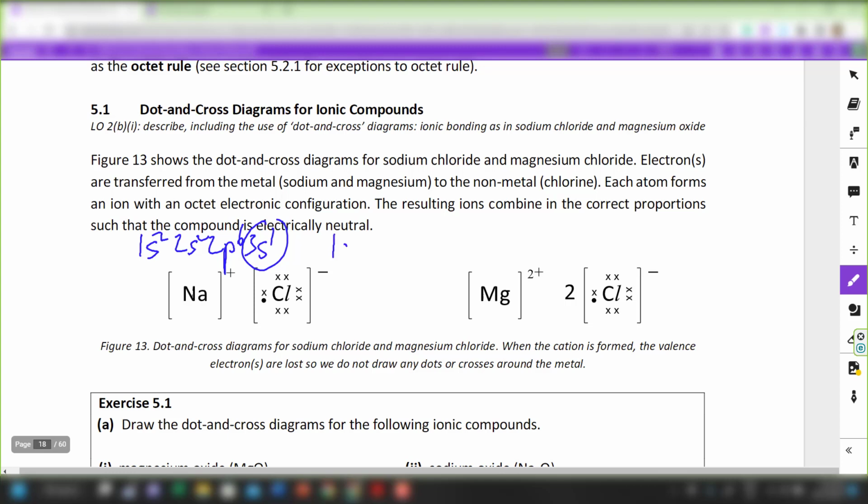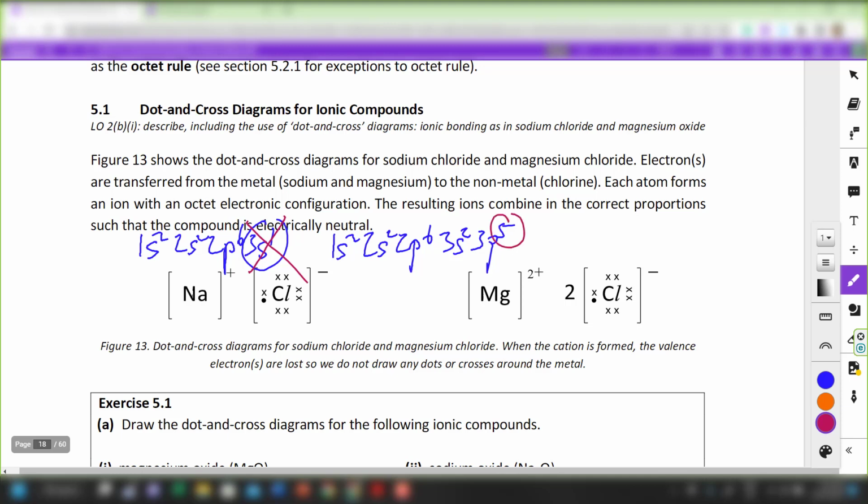So for chlorine it is 1s2, 2s2, 2p6, 3s2, 3p5. Okay, so what happens here is that the electron in the 3s orbital is now transferred over to the 3p orbital of chlorine. So what you end up with here is 3p6. Of course, in this case, you do not need to write out the electronic configuration. All you need to do is just draw the dot and cross diagram.